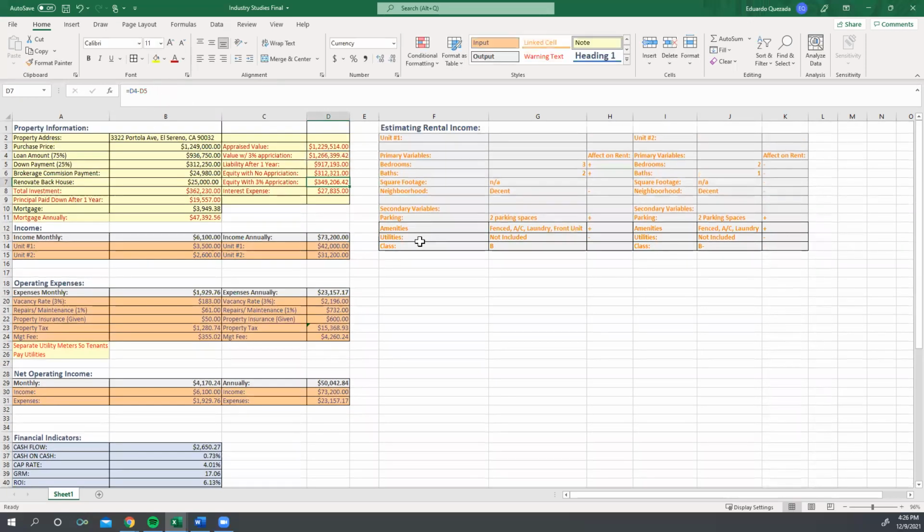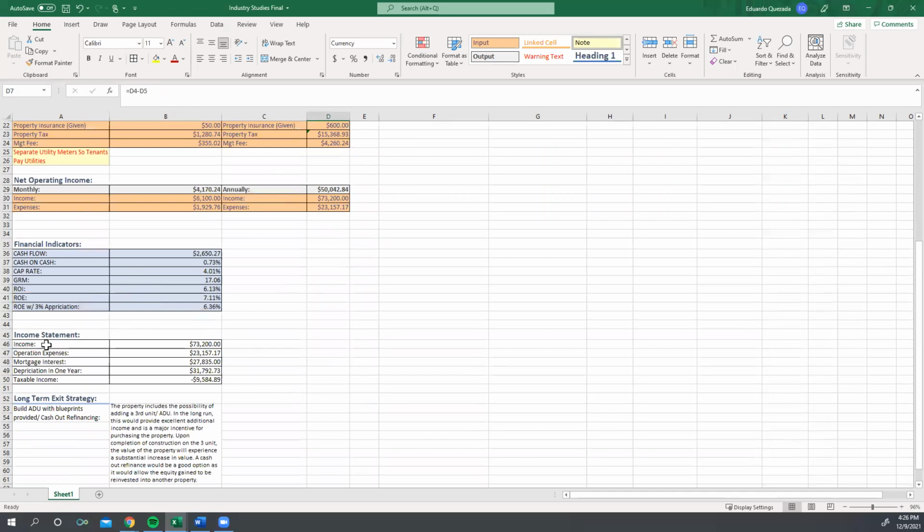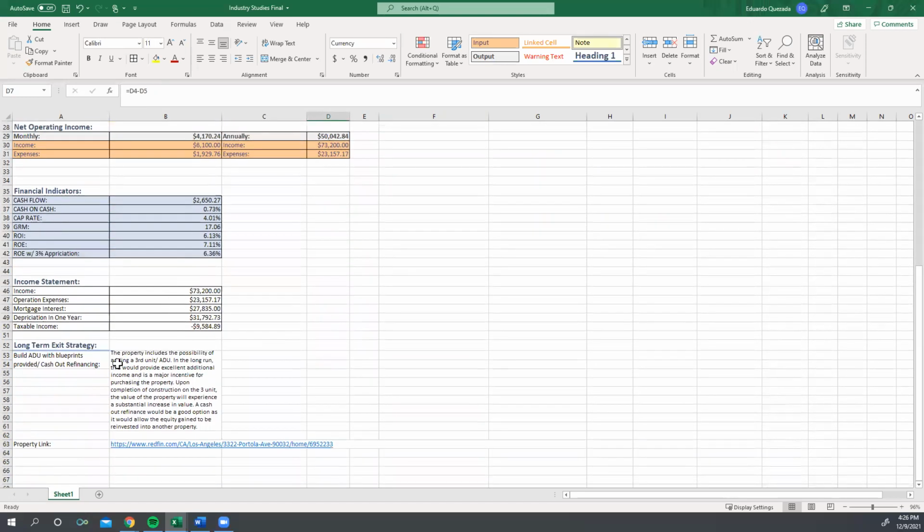The calculations for each of these are as follows. You can find them by just clicking those links or tabs, I guess, technically. Below that, I included the income statement. I know technically we weren't asked to, but I just figured I'd add it on there. Underneath that, it's going to be the long-term exit strategy.